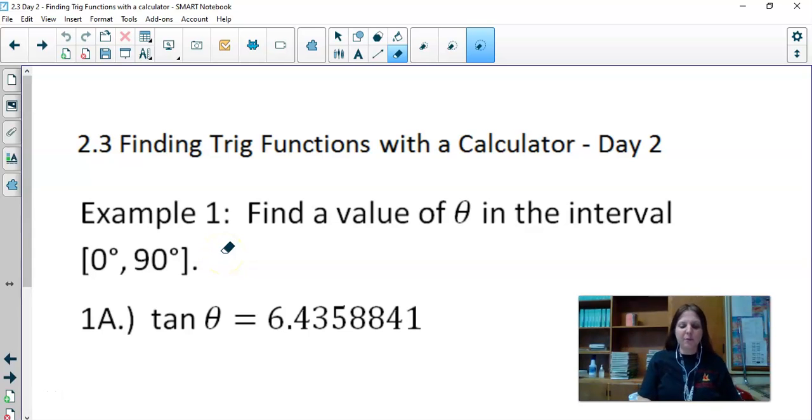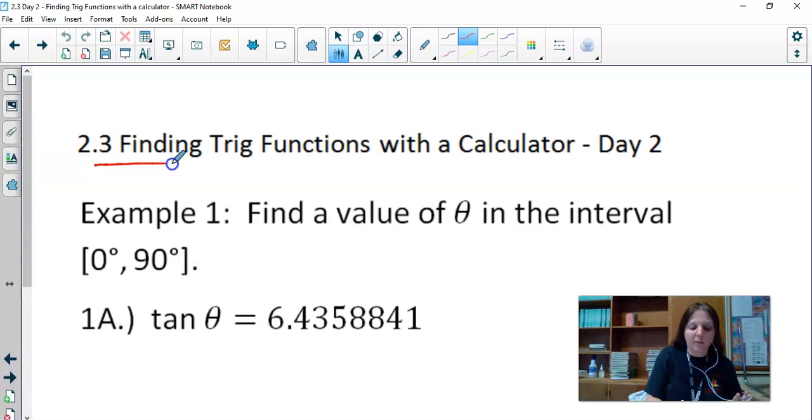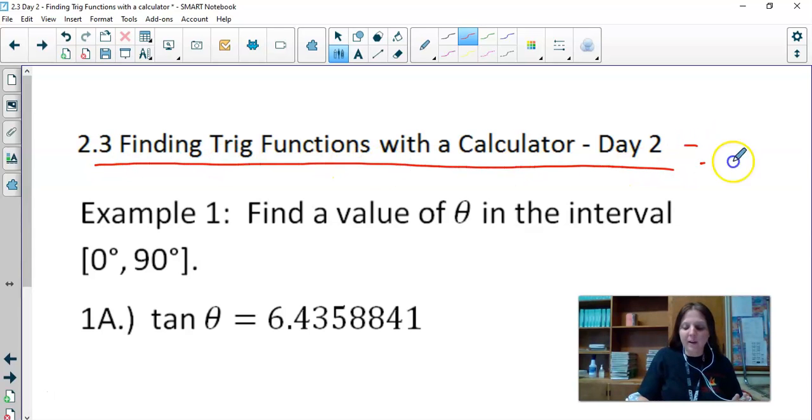Hello everybody. Definitely you want to copy down this entire first slide while I'm kind of explaining what's happening here. So we're going to be finding trig function values with a calculator. This is part 2. Go ahead and put the date and the title, copy down example 1, and then we're going to be finding the value of theta in this interval.